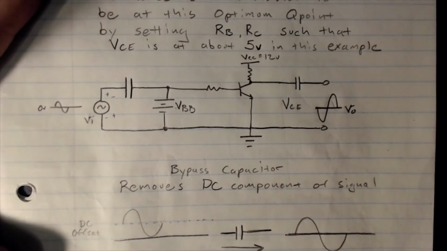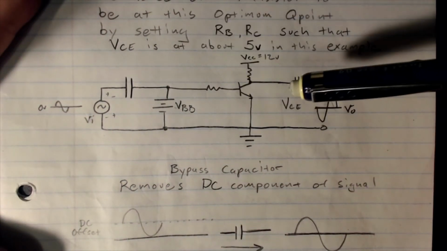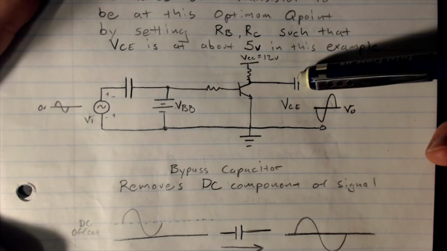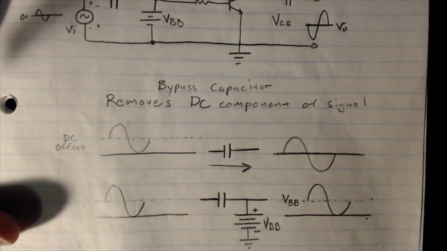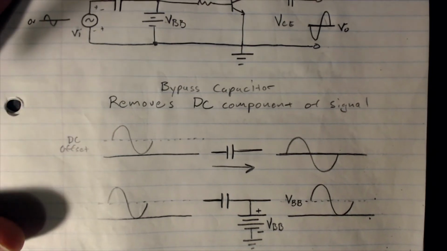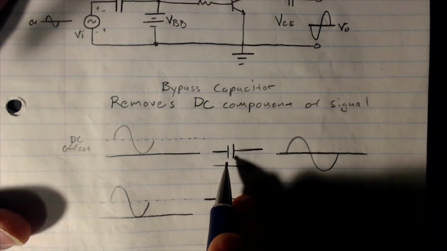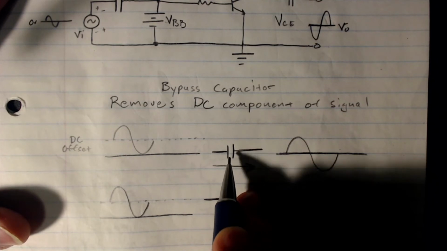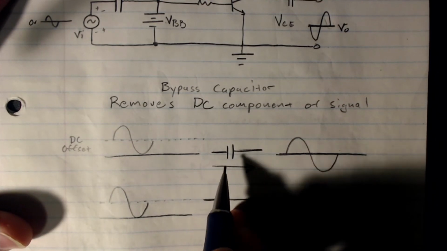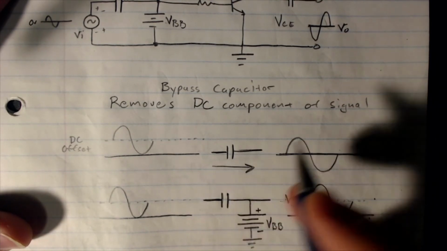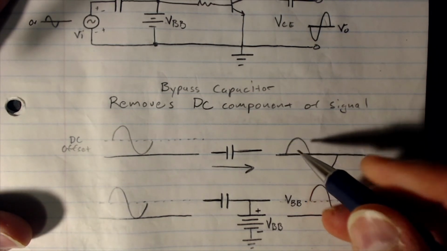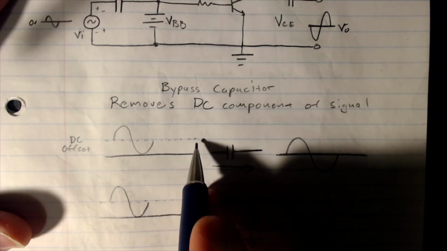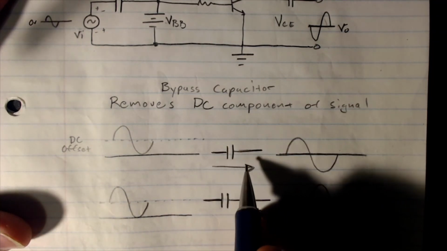Well, what we're going to use is actually a capacitor to do this. This is referred to as a bypass capacitor. Now, the cool thing about a capacitor is that it will allow the AC signal to get through, meaning the changing voltage will be able to get out. But we're going to lose this DC offset going through a capacitor in series.